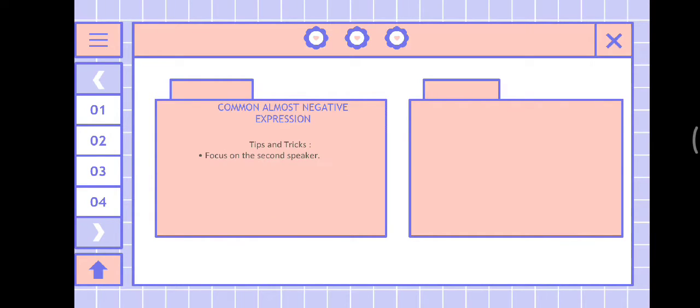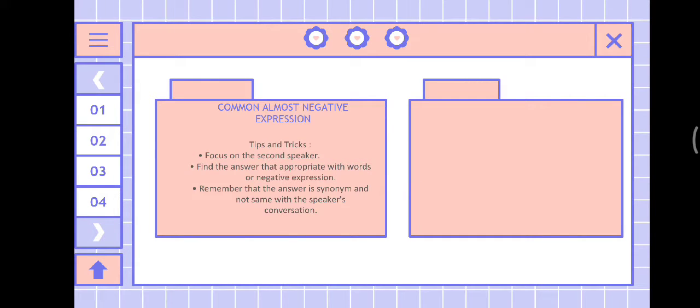Next is common almost negative expression. Tips and tricks to answer common almost negative expression. Focus on the second speaker and then find the answer that is appropriate with the word or negative expression, and then remember that the answer is a synonym and not the same as the speaker's conversation.